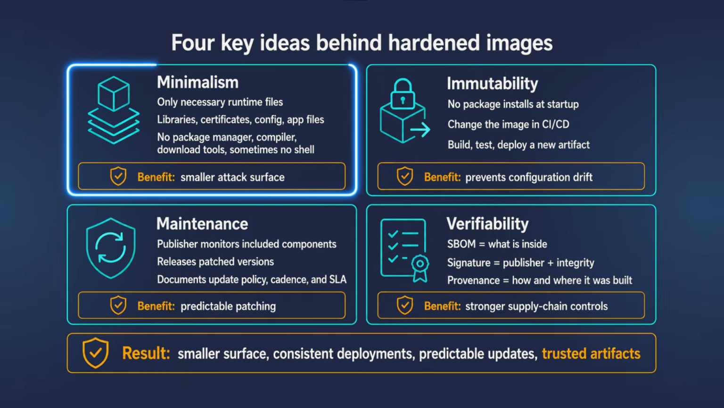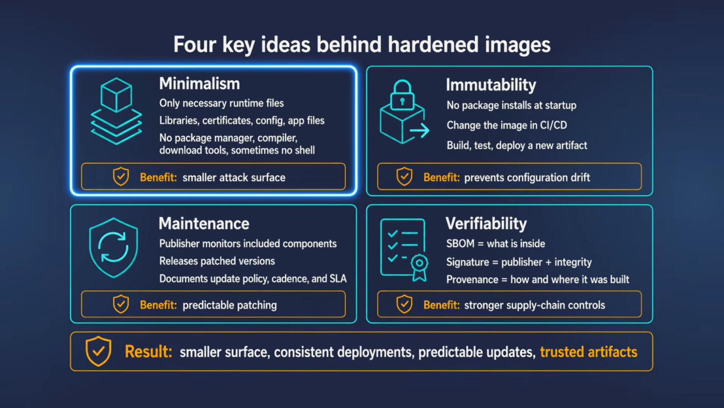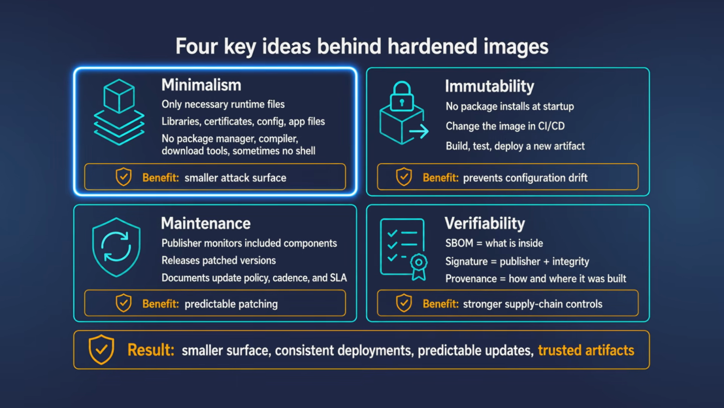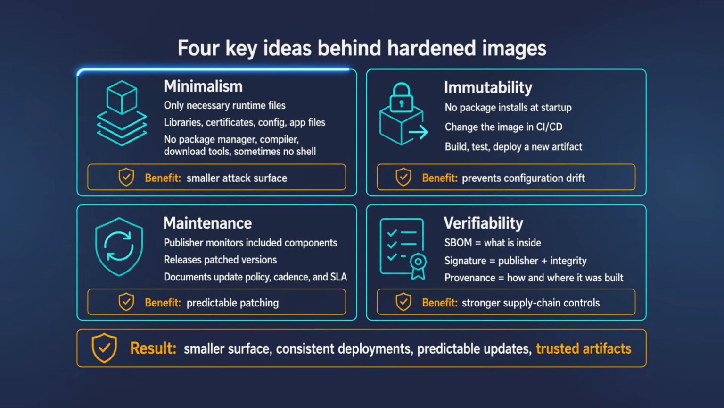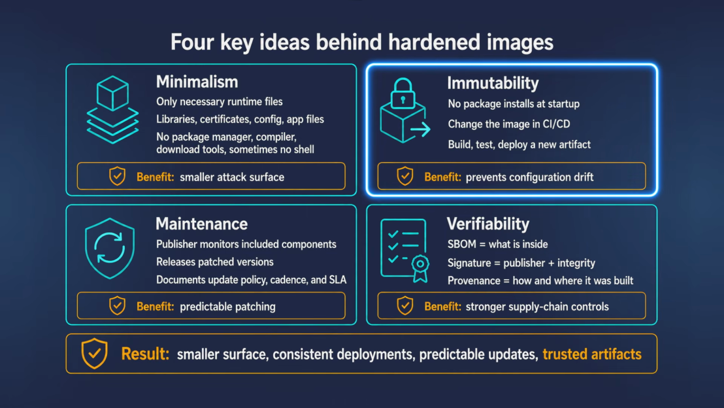But what does it mean, security-first? Well, there are 4 ideas behind it. First, minimalism. The image includes only necessary runtime files, libraries, certificates, configuration, and application files. Second, immutability. You cannot install additional packages when the container starts because there is no package manager or download utilities, and that prevents configuration drift. 2 containers built from the same image must be the same.